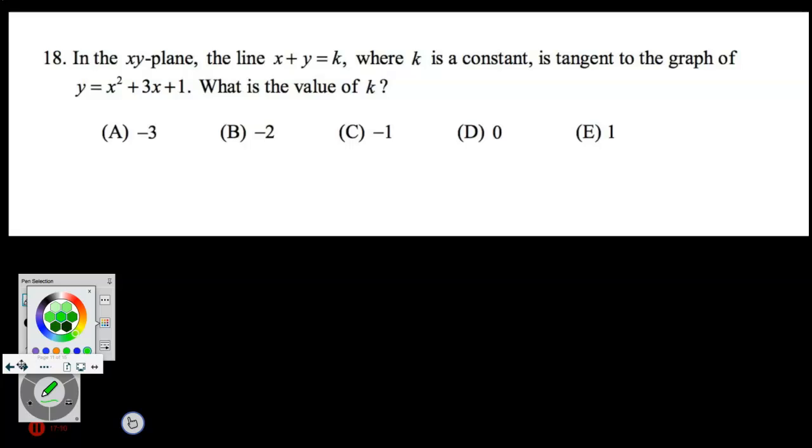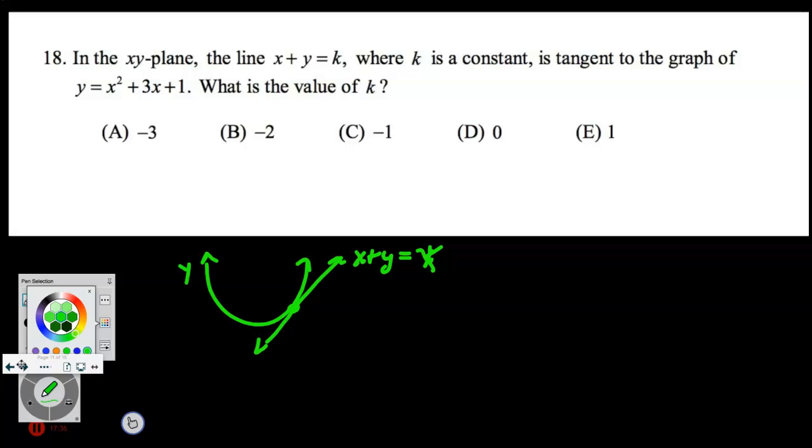You said that the one you struggled on the most on the Google form was this guy. So let me see what I've got. I've got some parabola that opens up. I've got the line x plus y equals k being tangent to the graph someplace. So this is x plus y equals k, and this over here is my y equals x squared, and so on. What is the value of k?